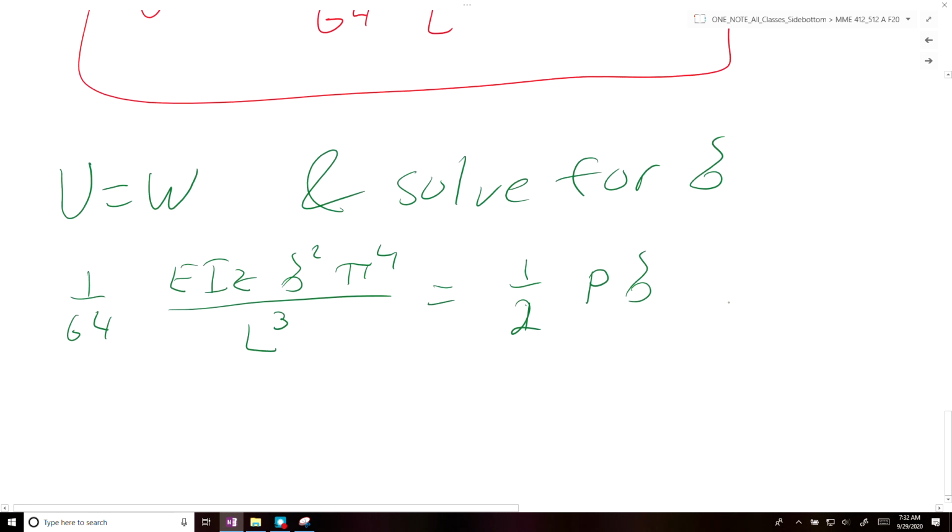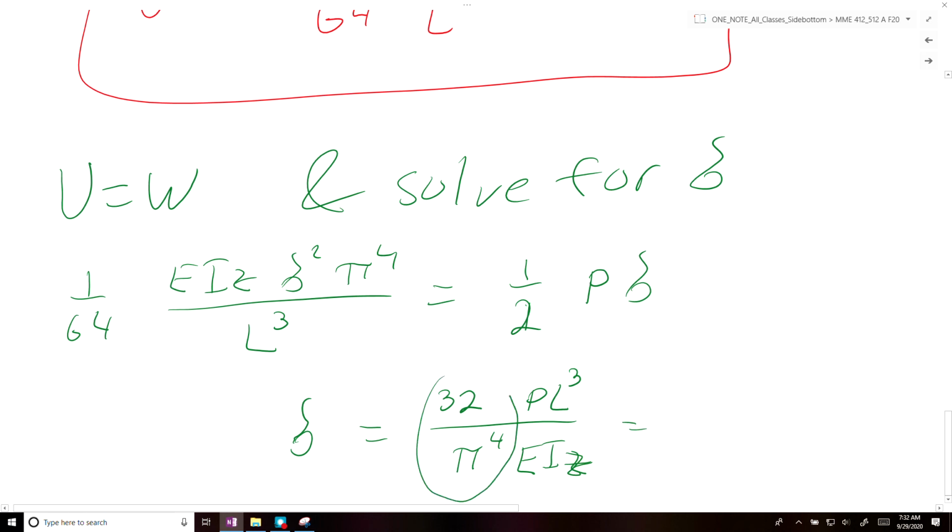Okay, so if we rearrange this and solve for delta, we'll keep delta on the left-hand side, and we're going to get 32 PL cubed over pi to the fourth times e to the I z. If we evaluate 32 over pi to the fourth, what that ends up being is 0.329 PL cubed over e to the I z.